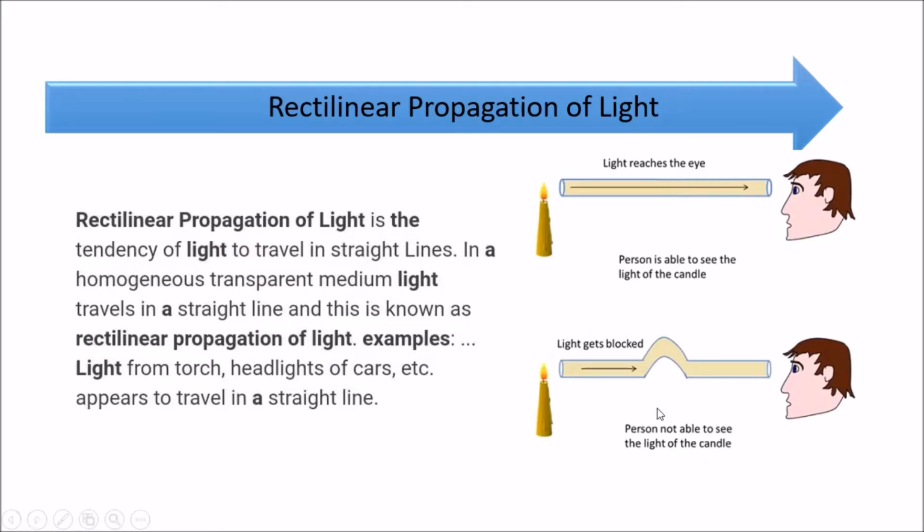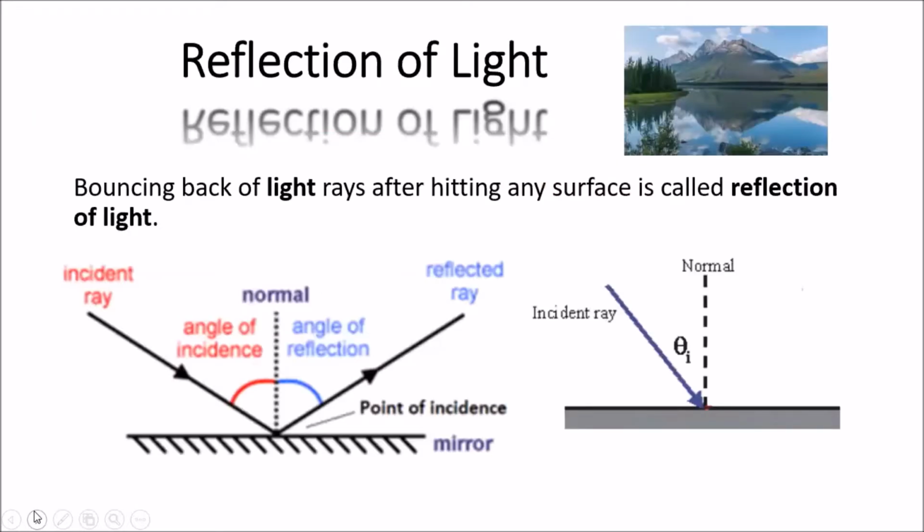And you can see images on the screen explaining how light travels in a straight line. Going ahead, when we talk about reflection of light, reflection is basically the bouncing back of light rays after they hit the surface. When we talk about reflection of light, we have certain terms like incident ray, reflected ray, normal, angle of incidence, and angle of reflection. Incident ray is the ray which is moving towards the reflecting surface. The angle made by the incident ray with the normal is called the angle of incidence. Similarly, the ray which bounces back after reflection is called the reflected ray. The angle made by the reflected ray with the normal is called the angle of reflection.